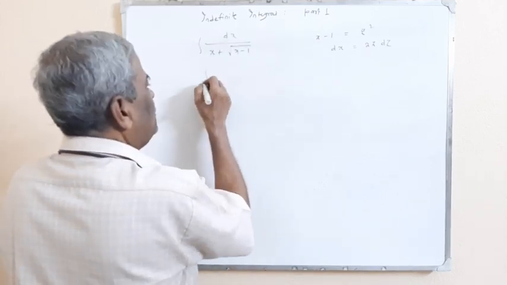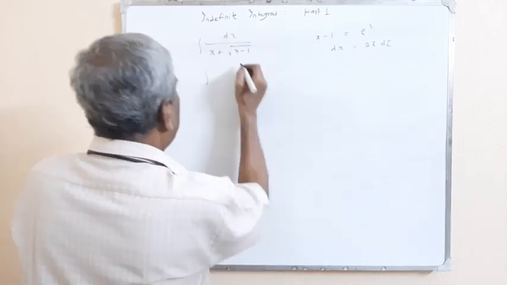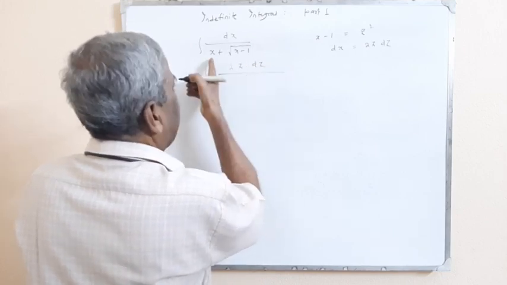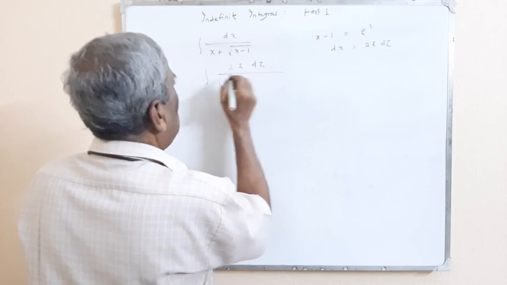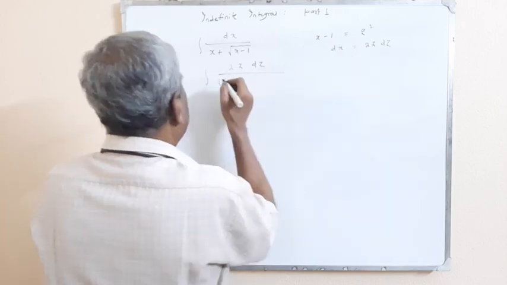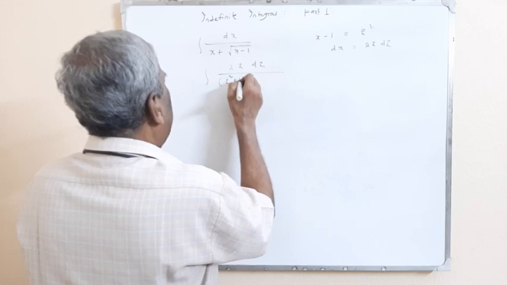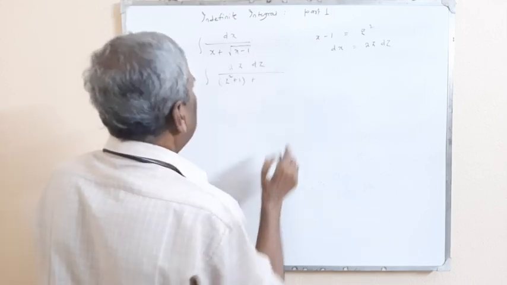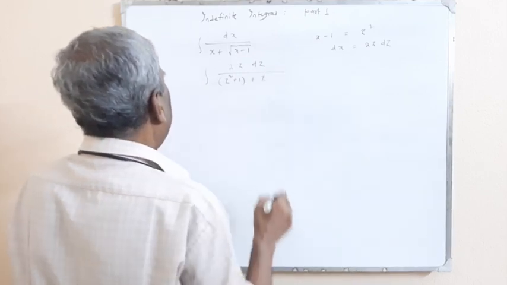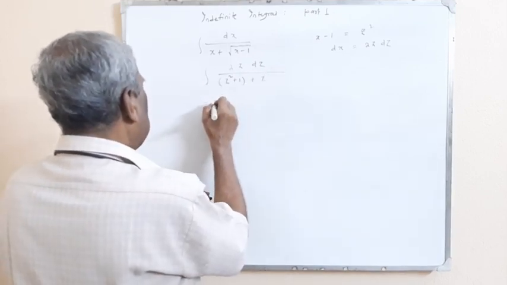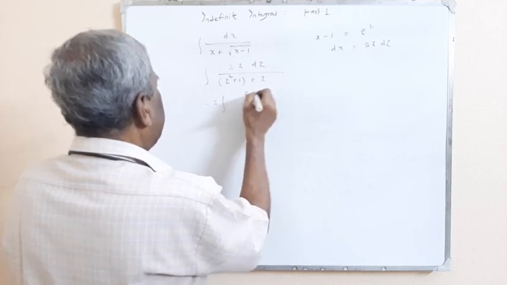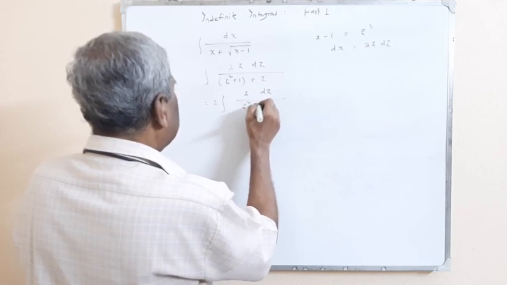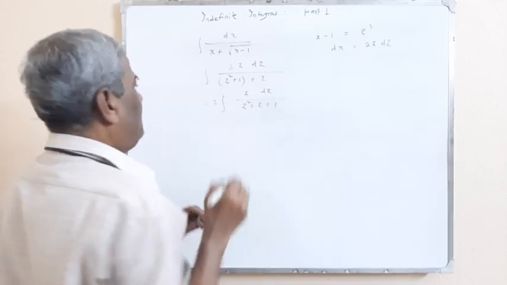Now putting these values here, dx means 2z dz by x. x is equal to 1 plus z square, or rather z square plus 1, and plus this, x minus 1 is z, so that this is equal to 2 integration z dz by z square plus z plus 1.